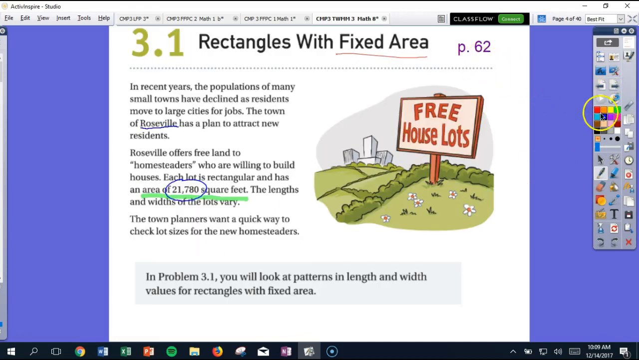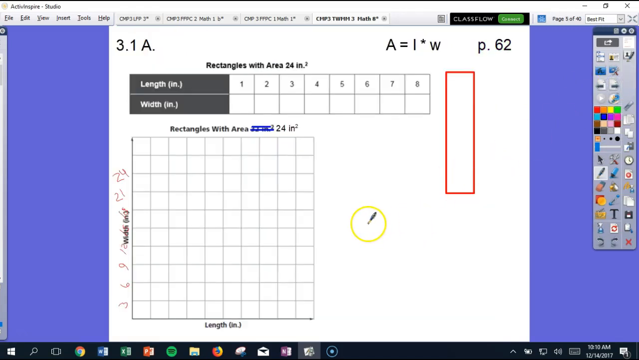In 3.1 on page 62, it says, in recent years, populations of many small towns have declined as residents move to larger cities. So this town of Roseville is going to give lots away to homesteaders, and each lot has to be 21,780 square feet. The lengths and widths of the lots will vary, but the area is going to be the same. The town planners want a quick way to check lot sizes for the new homesteaders. In 3.1, we're going to look at a problem similar to this, not this exact one. To get started with inverse variation, we probably don't want to work with a number that big, so we'll simplify it a little bit.